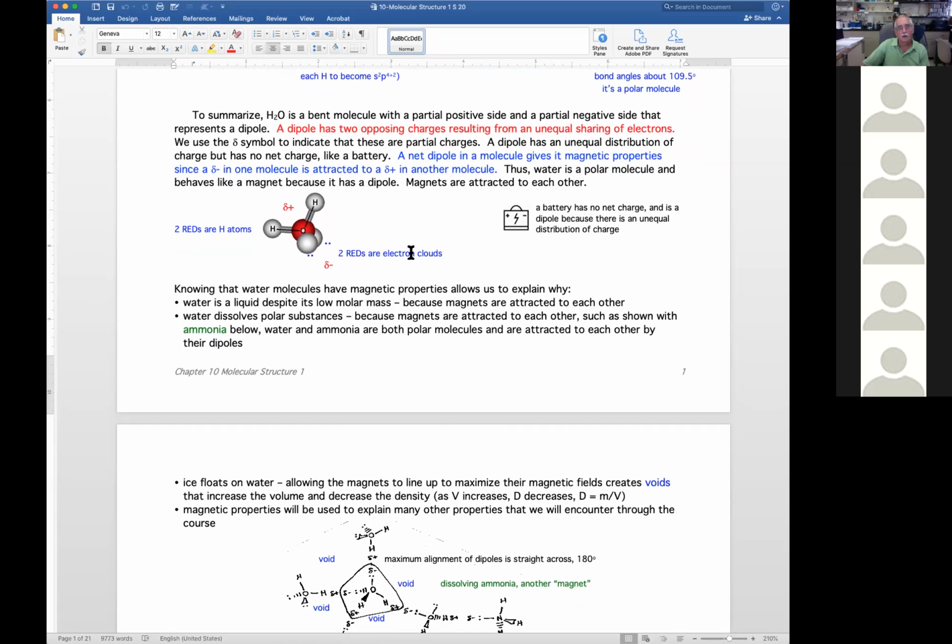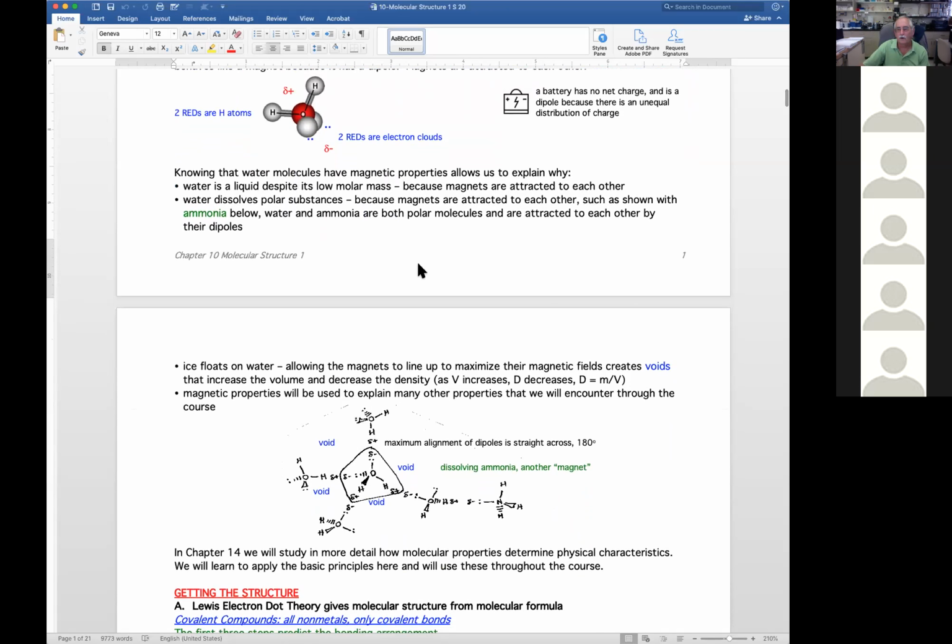So now, knowing that water molecules behave like little magnets, this explains a lot of the behavior of water. First of all, water is a liquid. It's a very small molecule, but why is it a liquid and not a gas? There's a whole bunch of gases that are going in and out of your nose right now that are much heavier by factors of 2 and 3 than a water molecule. Why are they gases where water is a liquid? It's because little magnets are attracted to other little magnets.